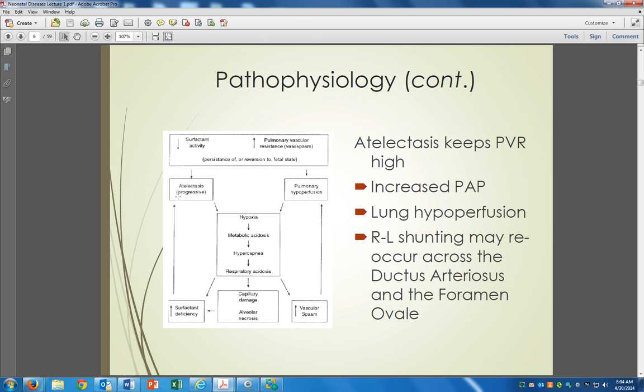So what happens? Atelectasis then results in a higher pulmonary vascular resistance. That means an increase in pulmonary artery pressure, more lung hypoperfusion, and right to left shunting occurs across the ductus. And it can occur across the foramen ovale. Now remember, the foramen ovale normally closes right after birth. And this is because of pressure on the left side of the heart. This valve closes, and after a couple of weeks, or a couple of days actually, it will be completely healed and it will no longer open.